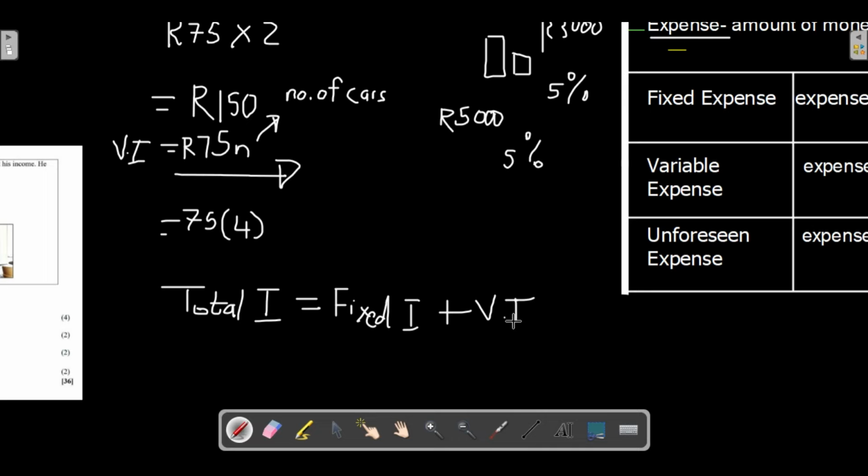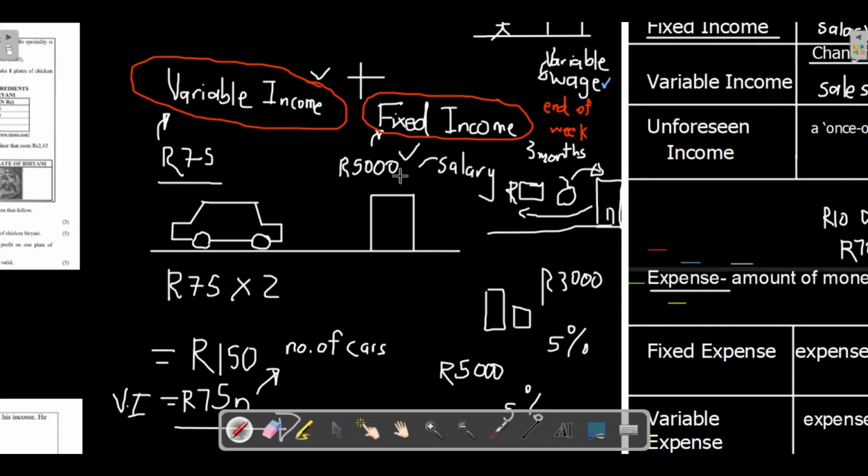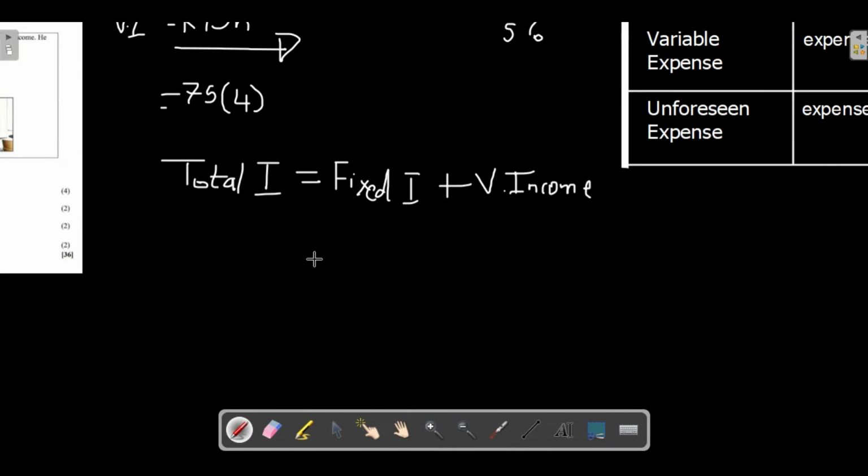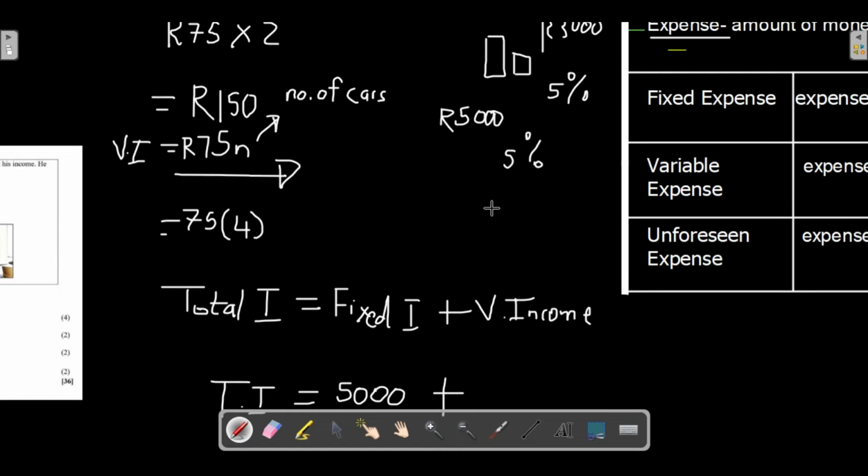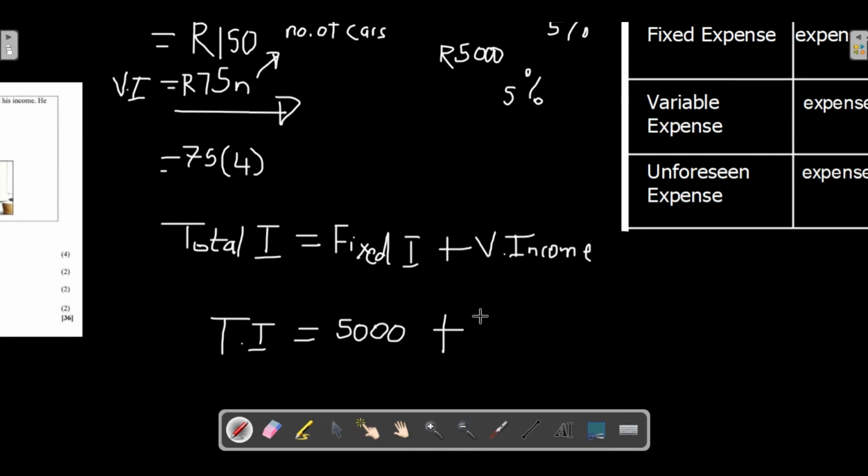The fixed income, guys, as we said, stays the same. It's not dependent on anything. So the fixed income is 5,000 rands. So when I write down the equation for my total income now, I will write fixed income, which is my 5,000 rands, plus the variable income again. That you write down as the equation: 75 times n.